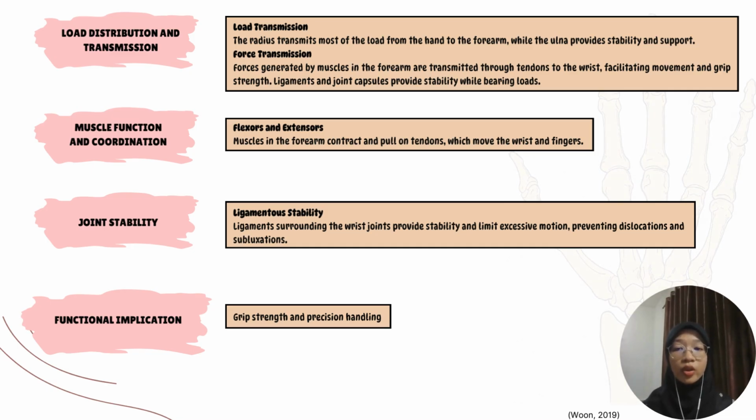For muscle function and coordination, muscles in the forearm contract and pull on tendons, which move the wrist and fingers, like this. For joint stability, ligaments surrounding the wrist joint provide stability and limit excessive motion, preventing dislocation and subluxation. For functional implication, for grip strength, it involves the coordinated action of forearm muscles and intrinsic hand muscles. Strong grip forces place substantial loads on the wrist joints. Precision handling requires fine control of wrist position and stability, facilitated by the coordinated activity of the flexor and extensor muscles.